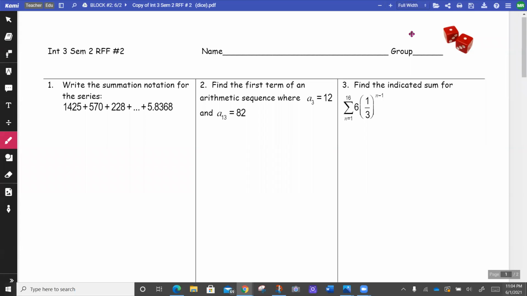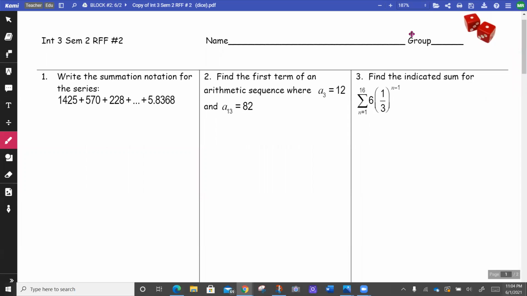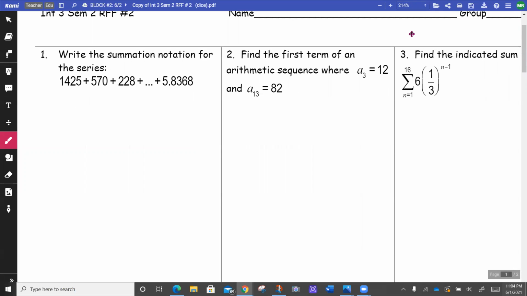So this is a video on the semester 2 review, review number 2, review for second semester with the dice. So they want us to write the summation notation for this. So number 1, we need to decide if this is arithmetic or geometric. Seeing this type of an answer after everything else that are nice, I'm thinking that maybe this is geometric.